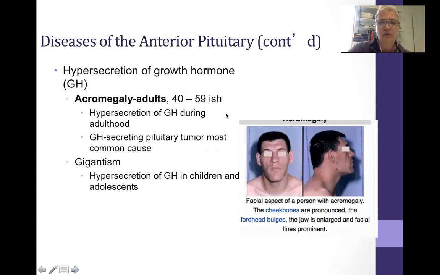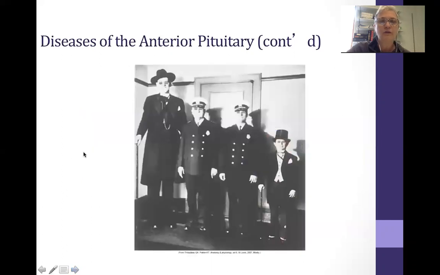Acromegaly in adults usually happens around 40 to 59, and it's caused by too much growth hormone during adulthood. A pituitary tumor is the most common cause, and you can see pronounced cheekbones and forehead bulges and that sort of thing. Gigantism on the other side is when you get the hypersecretion of growth hormone in children or adolescents. Here are some diseases of the anterior pituitary. This is somebody that's got gigantism, and this is probably somebody with too little.